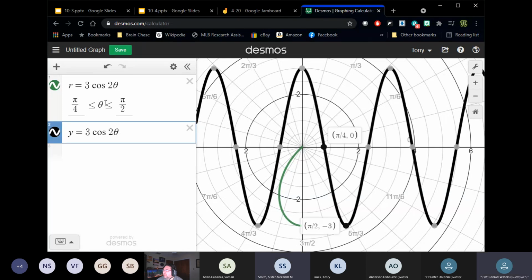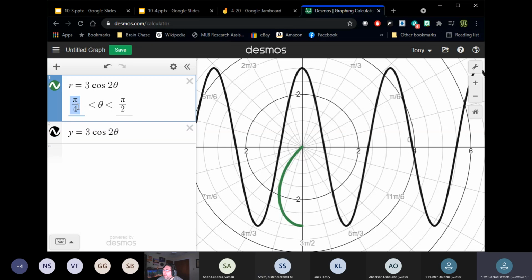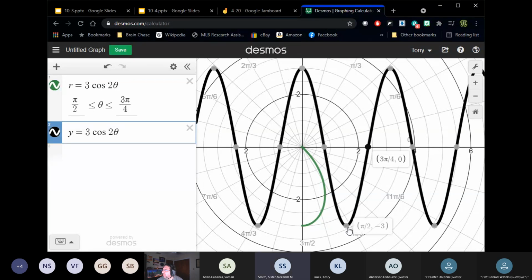All right. So now if we look at the next part of this, if we look at pi over 2 to 3 pi over 4. Now this one, we're looking at the values from here to here. So now these theta values are over in the second quadrant, but my radius is still negative. So since the thetas are over in the second quadrant and I reverse down, that's why my curve is in that fourth quadrant down there.